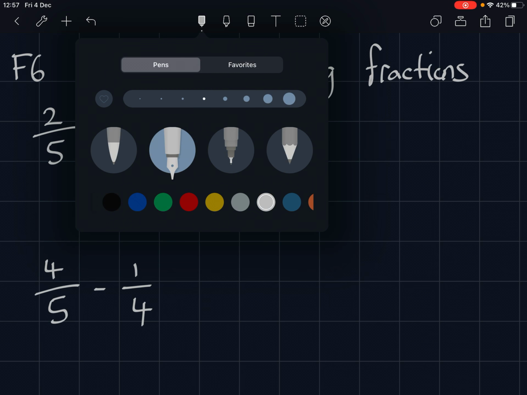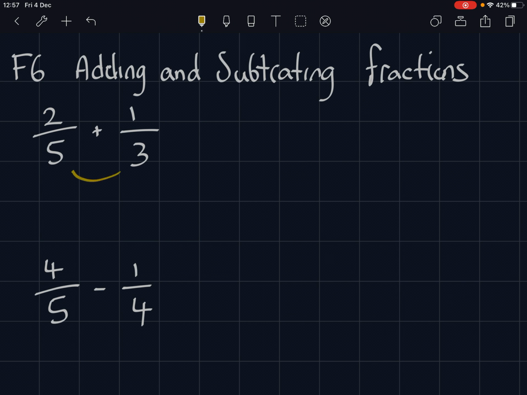To do this, the easiest way is to multiply these two numbers on the bottom. The reason we do this is to find out how we can chop up 3 and 5 into the same number of pieces. When we multiply these together, we find the number 15. And this is called a common denominator. 5 is a factor of 15 and 3 is a factor of 15. So they're both the same now, which means the pieces will be the same size.